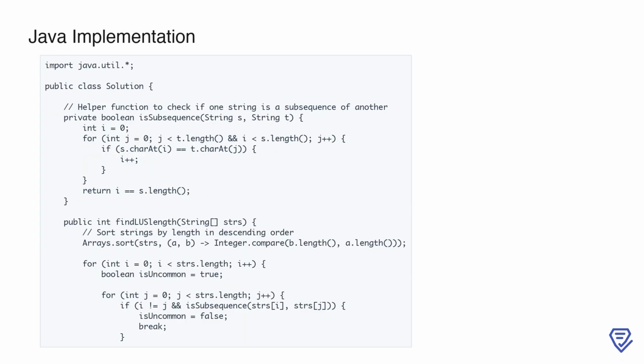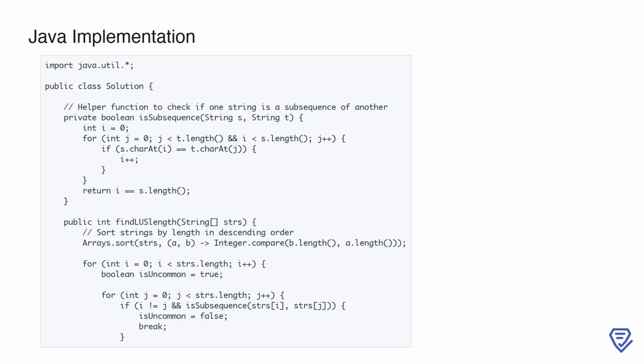Here, we start with the Java implementation of the solution. First, we define a helper function called isSubsequence, which checks if one string, S, is a subsequence of another string, T. The logic uses 2 pointers, i for the string S and j for T. We iterate through T, and every time we find a matching character for S, we increment the i pointer. If we can traverse all of S within T, then S is a subsequence of T, and the function returns true. Otherwise, it returns false.